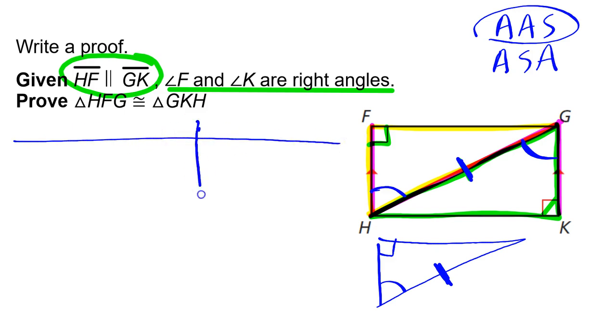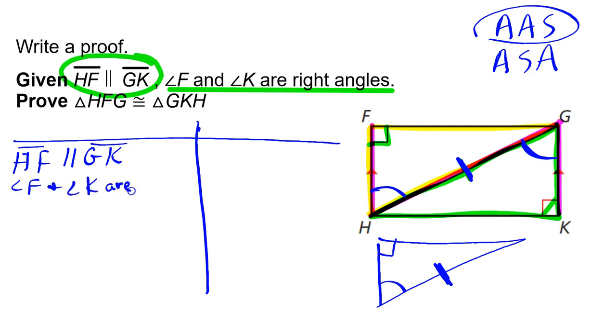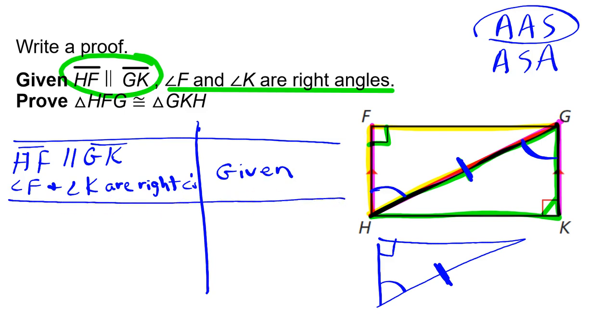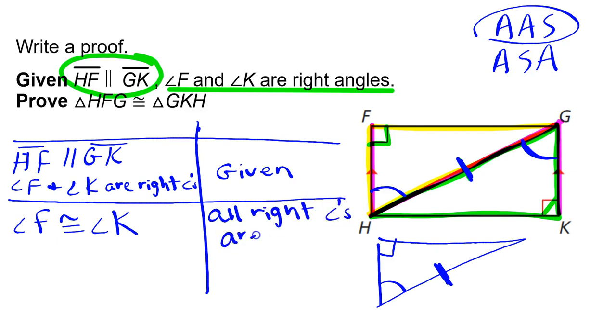We're going to start with our given. HF is parallel to GK. And angle F and angle K are right angles. And that's given. Now, what did we say? Since F and K are right angles, what do we know about them? Well, we know that they're congruent, and that's what we're trying to get to. We're trying to match a lot of congruent parts. Angle F is congruent to angle K, because all right angles are congruent.